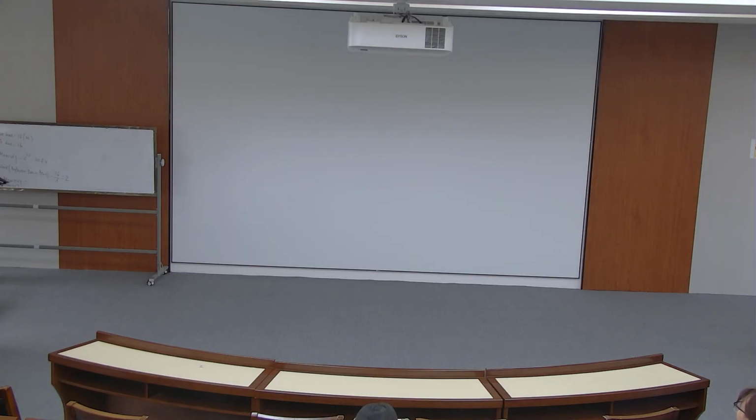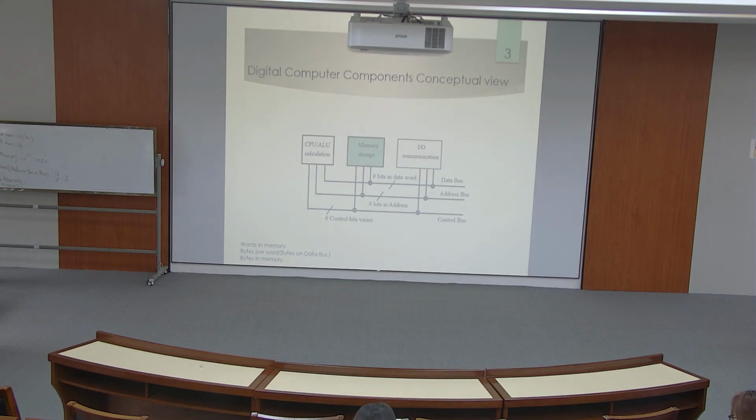The number of bytes in memory. We have got the number of words in memory and the number of bytes on the data bus. We want to find the total number of bytes in memory. Yes, you are correct. Because we have the total number of words and each word is 2 bytes. So the total number of bytes in memory is the total number of words times the number of bytes per word, that is 1024 times 2, that is 2048.